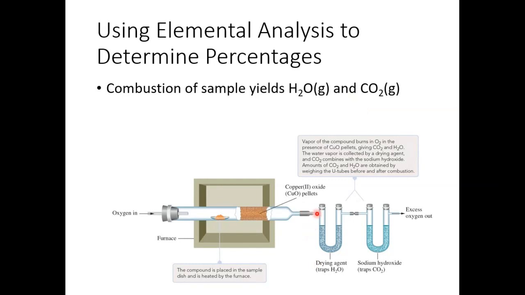So there's tubes that you can use. You trap the amount of water that's produced and you trap the amount of CO2 that is produced. And when you combust this product, you're not just burning it in air like we've been doing. You actually are combusting it in pure O2.